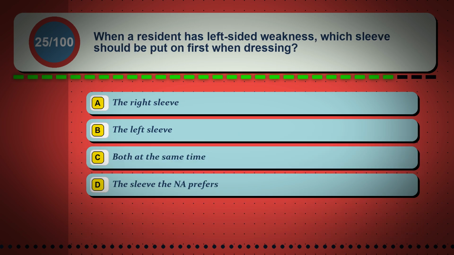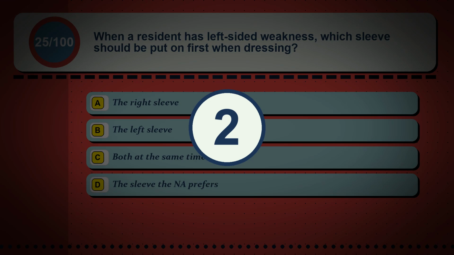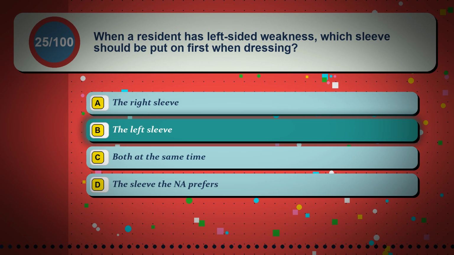Question 25. When a resident has left-sided weakness, which sleeve should be put on first when dressing? Option A, the right sleeve. Option B, the left sleeve. Option C, both at the same time. Option D, the sleeve the NA prefers. The correct answer is option B, the left sleeve.